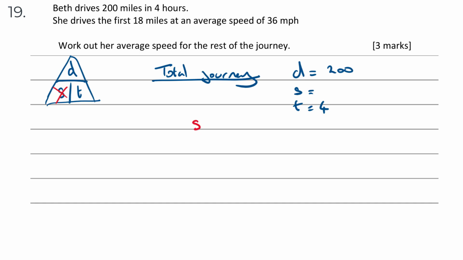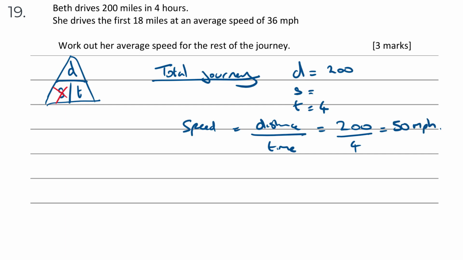So average speed, oops, let's write in blue. Average speed is distance traveled divided by time taken. In this case, it's going to be 200 divided by 4, which is 50, isn't it? 50 miles per hour. Okay, so that's the average speed for the whole journey. Right, so does that help us? What does the next part say?